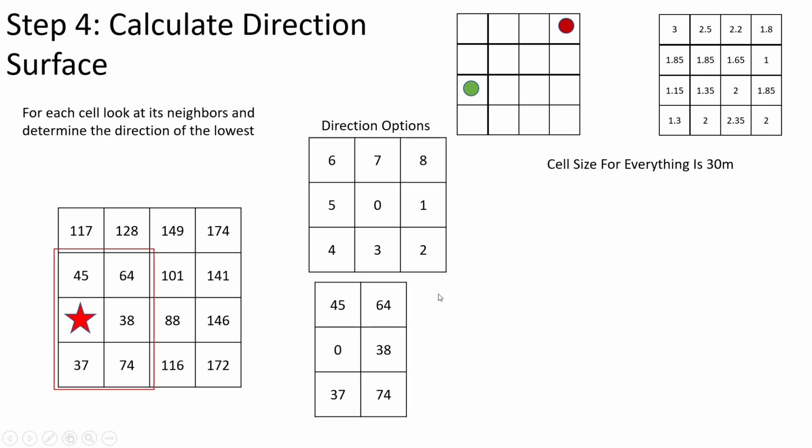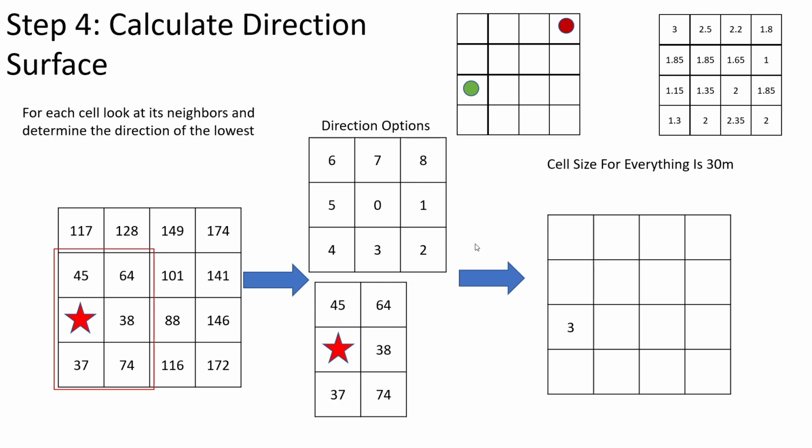So let's look at this example here. So we're going to start at, in this case, the point of our origin. This is our start point. So I've cut out its neighbors. So this is the point we're looking at, and these are its neighbors. So what we're going to do is, based on this cell, figure out what direction we would have to go to the lowest possible cell value neighbor, and then assign to our cell the direction based on this coded value options here. Okay?